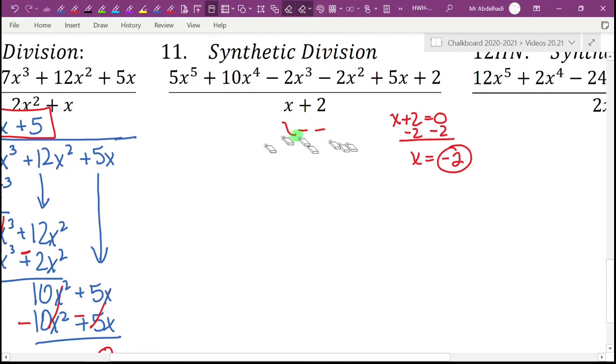But okay, negative 2. Take your negative 2, put it out here as your synthetic divisor, draw your double wide trailer there, and now look at your powers. You're starting at power 5.